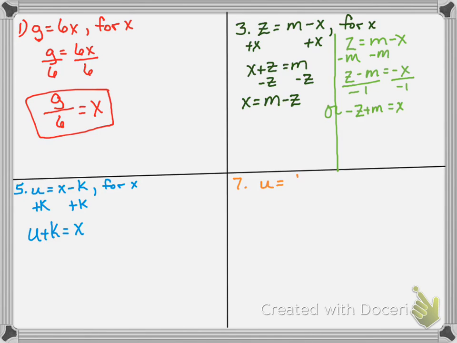Number 7. u equals k divided by a, and we are going to solve for a. We're going to multiply both sides by a. That gives me au is equal to k. Okay, divide by u so that we can get a by itself.